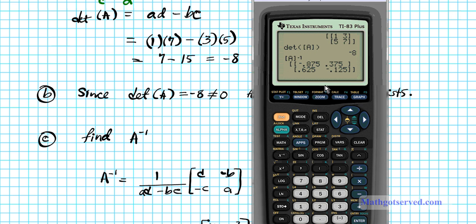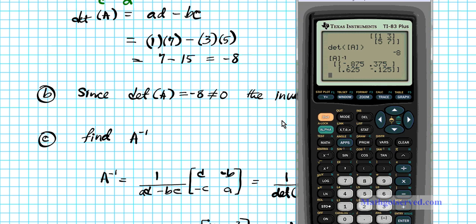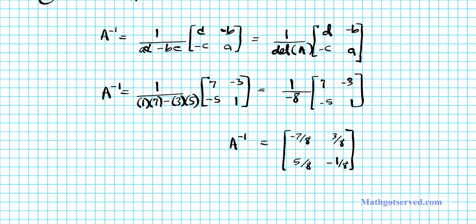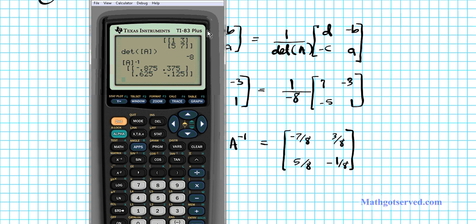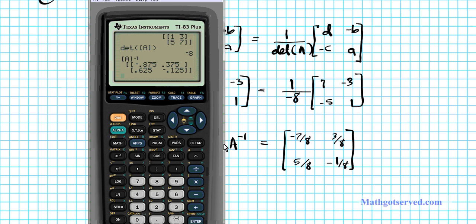Press enter. Now this is the decimal representation of our result here, but I want to express it as a fraction, okay? So to express my result as a fraction, so I know for certainty that my result is in fact correct, I'll just go math. You see this? Arrow fraction changes your results to fraction form, alright? So press that button. So it says answer converted to fraction. Enter. You have negative 7 over 8, 3 over 8, 5 over 8, and negative 1 over 8. Alright, so we can see that the result that we got for the inverse of matrix A is in fact correct.